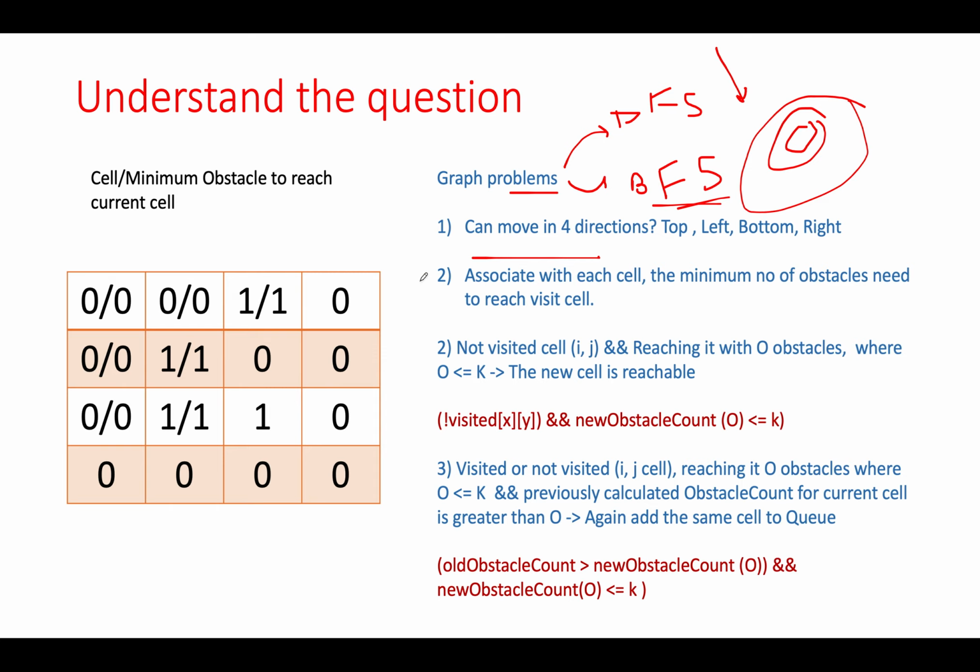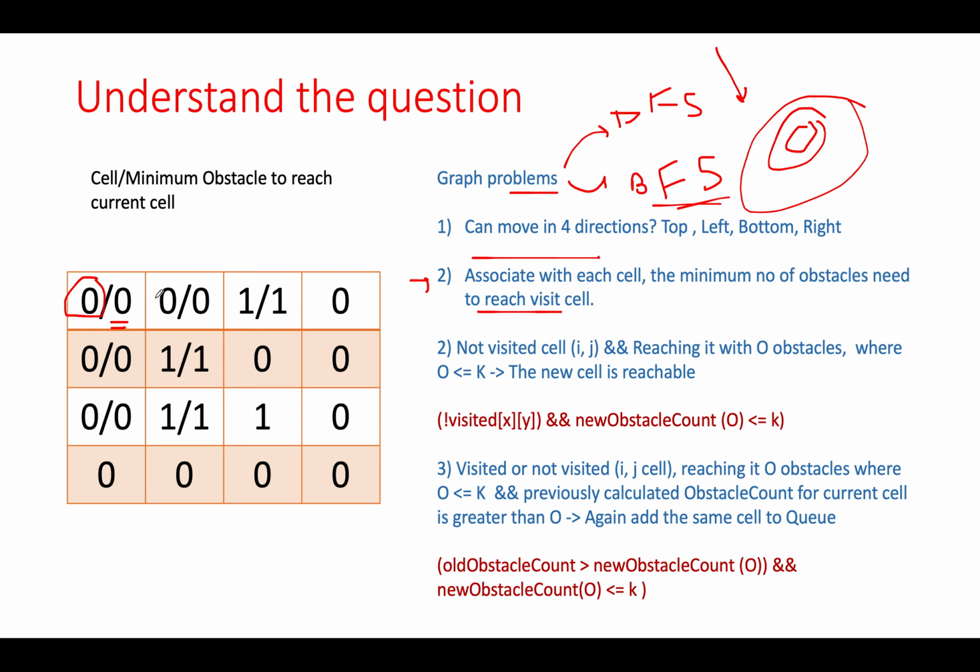Now let's extract the second piece of information: associate each cell with the minimum number of obstacles needed to visit that cell. For example, the first parameter that I have stated in this grid is whether it's an obstacle or an empty cell, 0 or 1, while the second parameter is the number of obstacles needed to reach this cell, provided it's minimum in number.